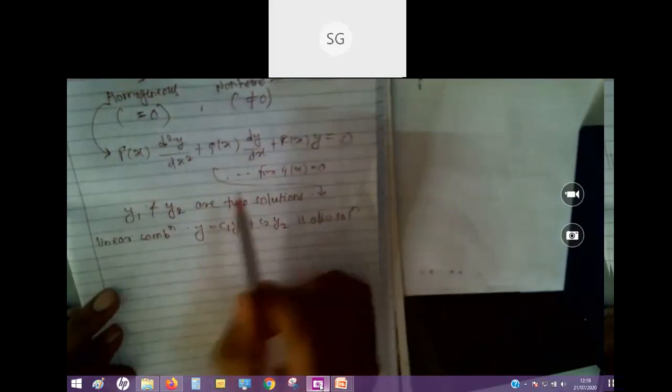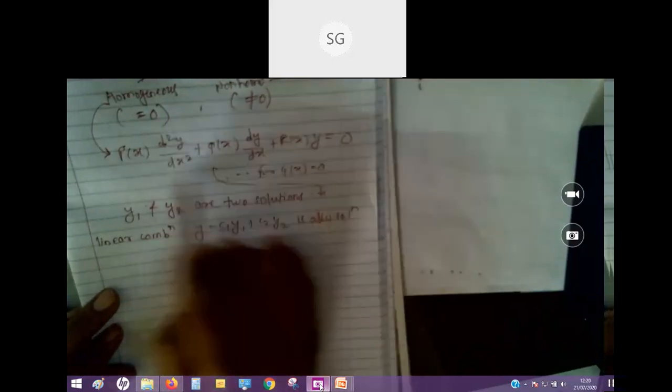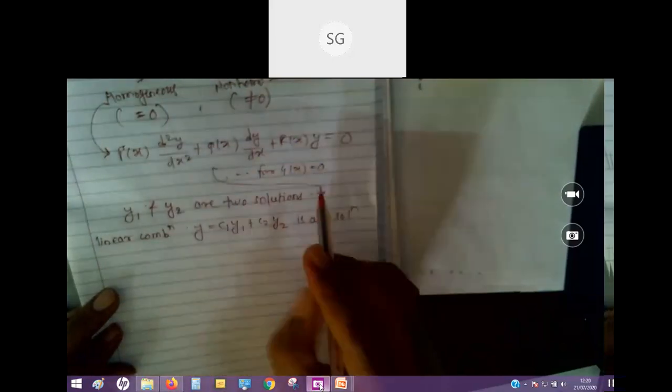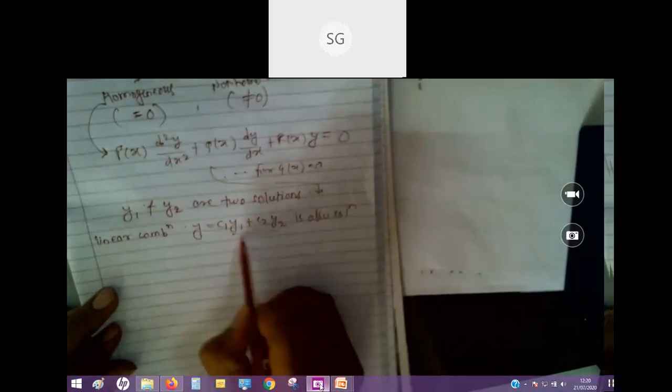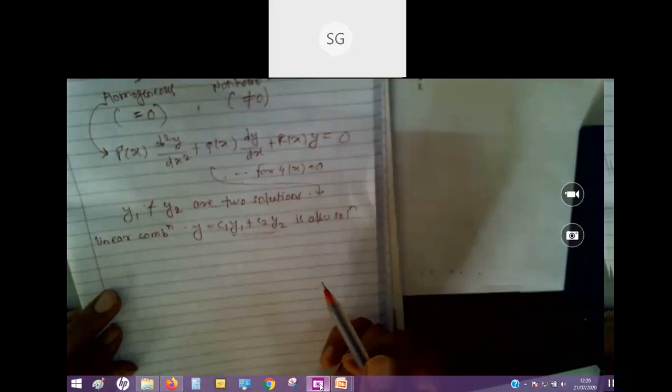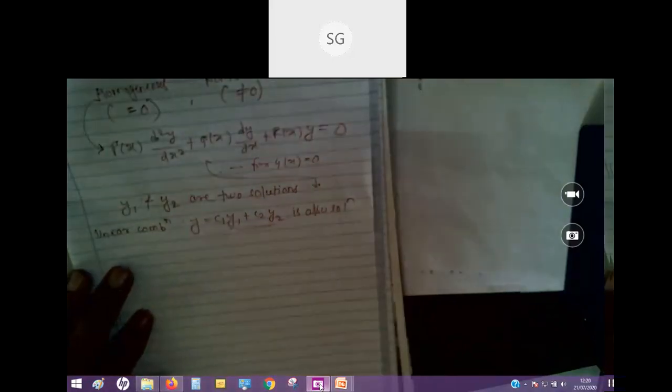So if y1 and y2 are the solutions for this homogeneous second order linear differential equation, then y equal to c1 y1 plus c2 y2 will also be a solution. Now, very quickly, within a minute, we will prove this.